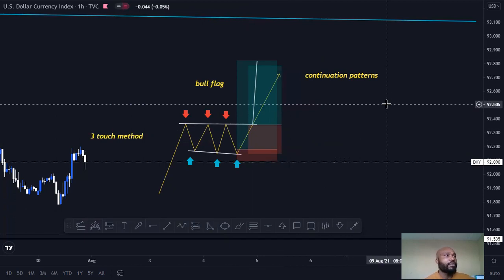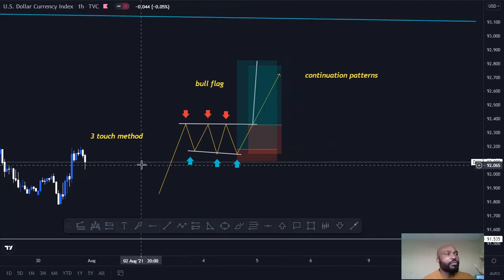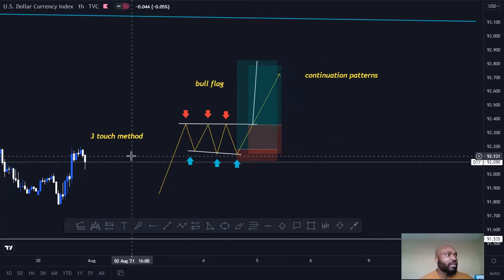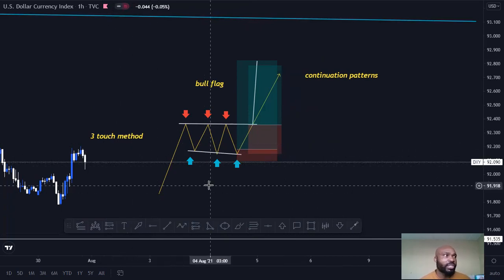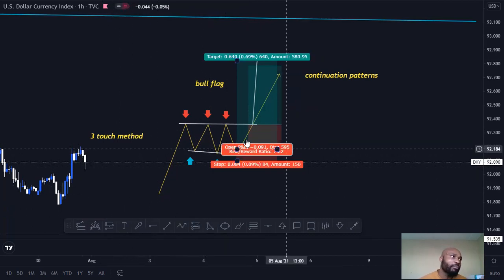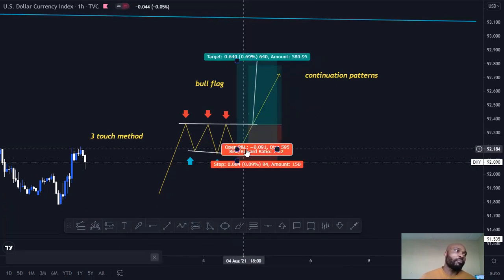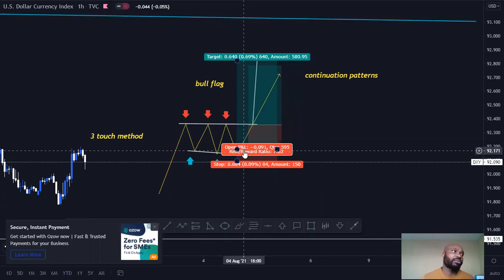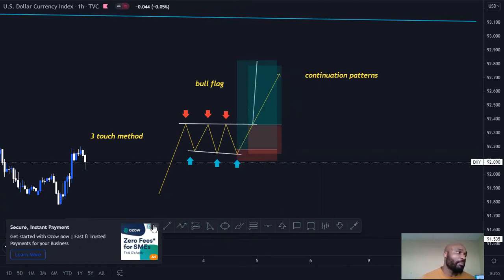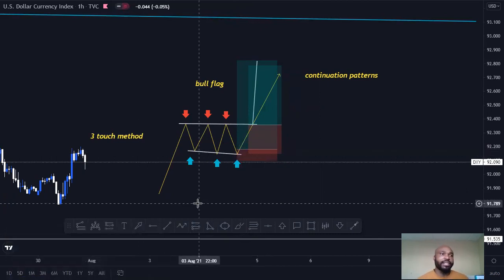I want you to look at the risk-to-reward ratio and where our stop loss level is. If you took a risk entry on this flag, you've confirmed your first touch, second touch, and third touch. On your third touch, you put your instant execution, your buy order, because that gives you more confidence that price is now going to break to the upside.